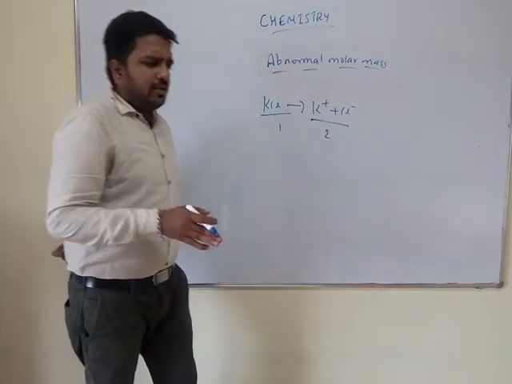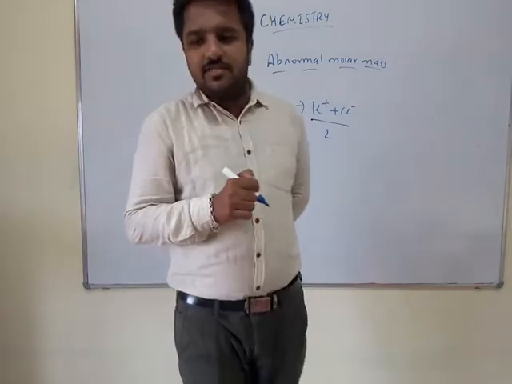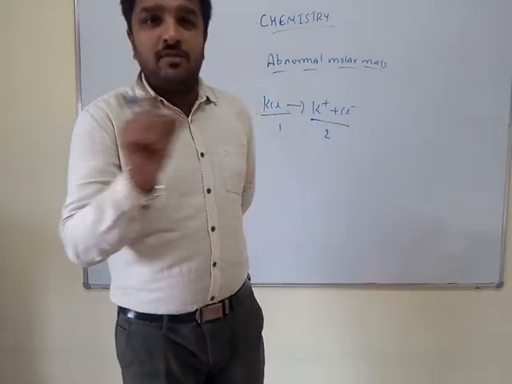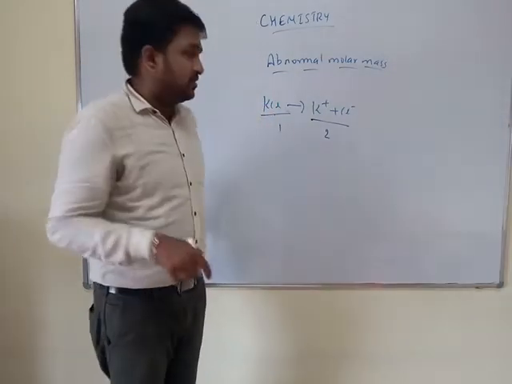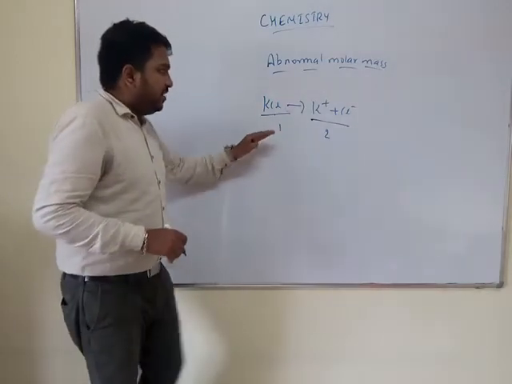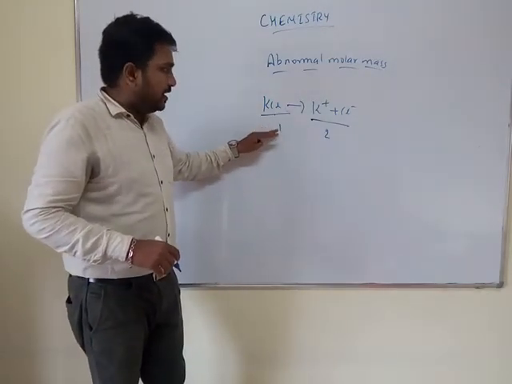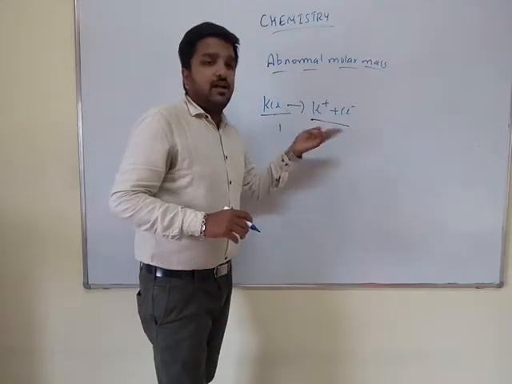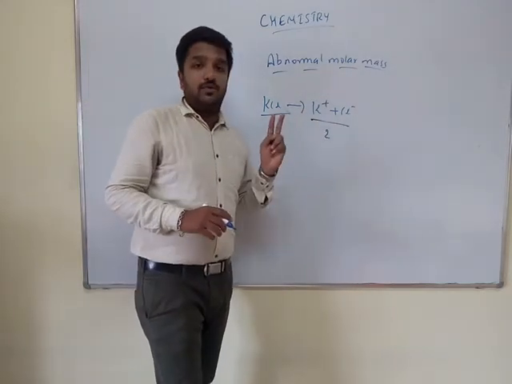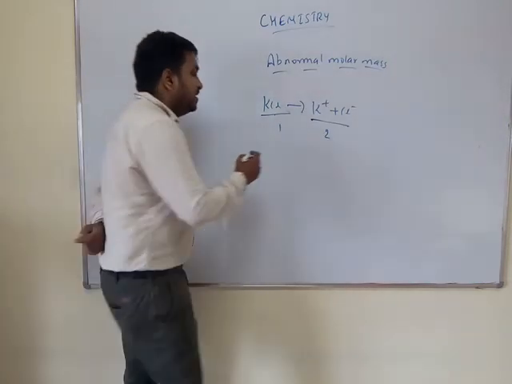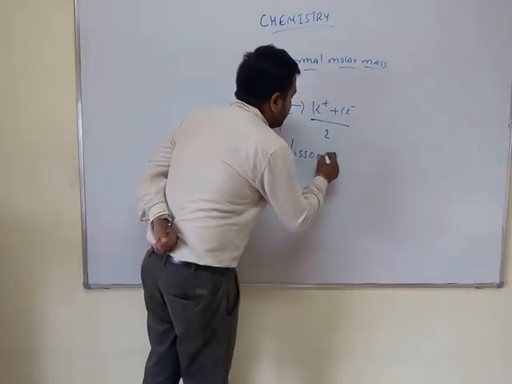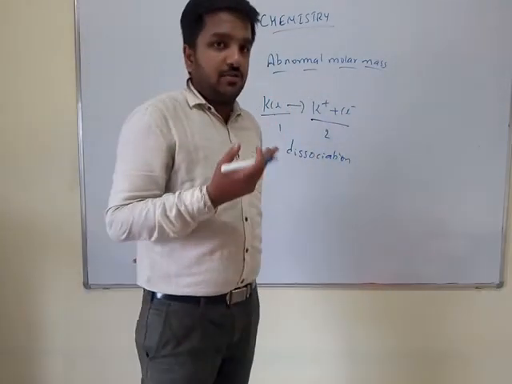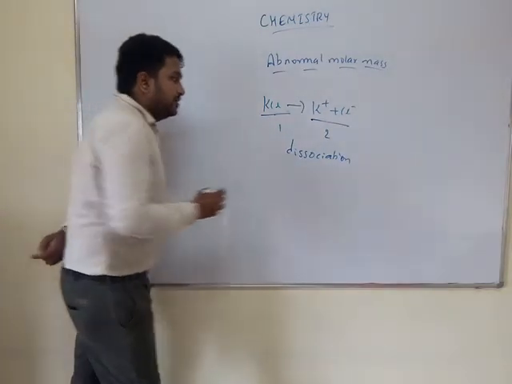Clear? So these colligative properties I have clearly said in the definition itself. Colligative properties are the properties which depend only on the number of solute particles, but not on their nature. So if we focus on the numbers, we have one KCl, and later after dissociation we have two, K plus and Cl minus. So the dissociation has taken place. These two may combine together again, an association process, to form KCl.